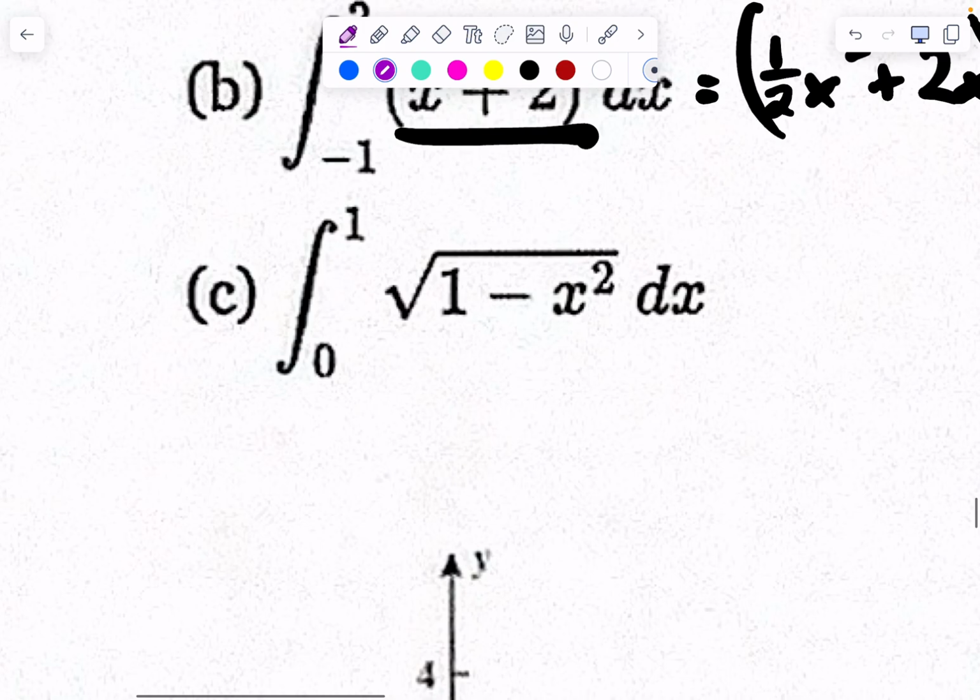Okay, what about C? We have to put it to the half power first. Yeah, this thing's to the half power. But then we have the chain rule thing going on. I don't think we can split it because they're both underneath the square root. If it was just 1 minus x squared, we could do the antiderivative of one and the antiderivative of the other. So I don't think you can do that.